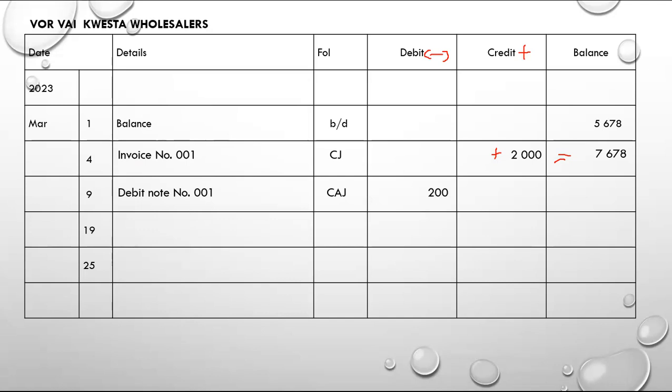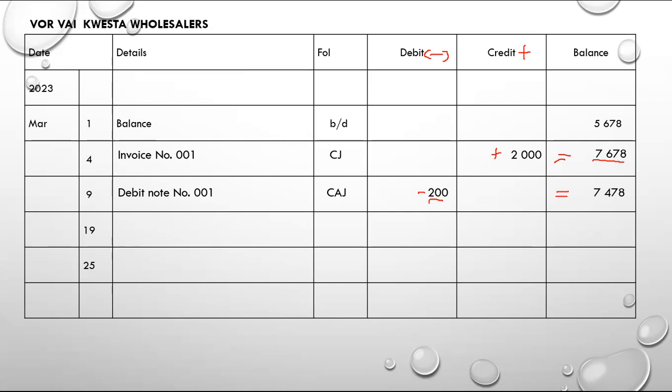It will be on the debit side because it reduces what we owe Volvi wholesalers. But why? Because we returned goods to Volvi wholesalers. So now we are going to owe Volvi wholesalers less because we returned goods worth 200. So now we'll be owing them 7,478, which was that 7,678 minus this 200. It'll give you that 7,478. Done. Let's move on to the next one on the 19th.